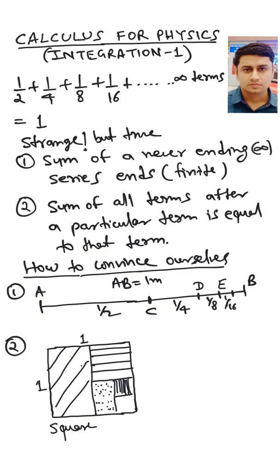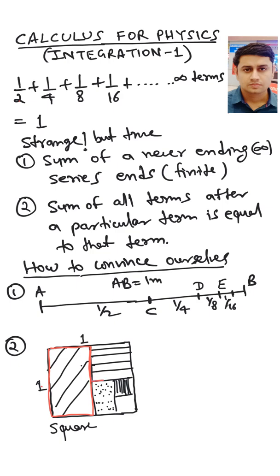Second case is that suppose we have a square of side 1 and 1. One way of getting the area of this is 1 into 1, and that is equal to 1. So area is equal to 1. Another way is that we divide this area into two halves. So this is 1 into 1 by 2 and that becomes 1 by 2. First term is 1 by 2.